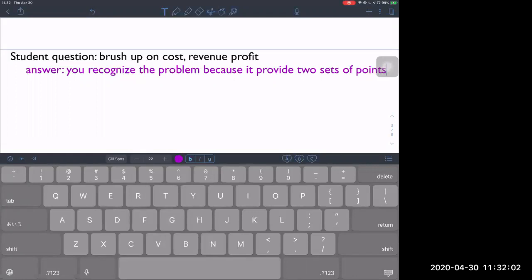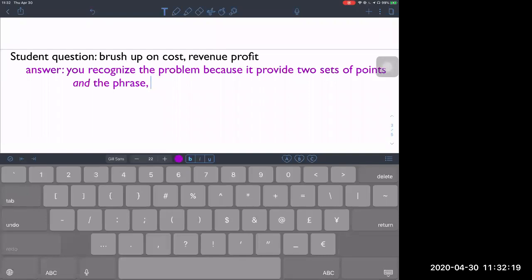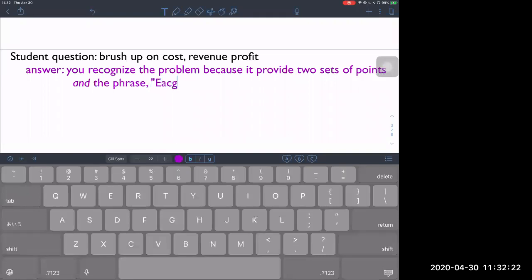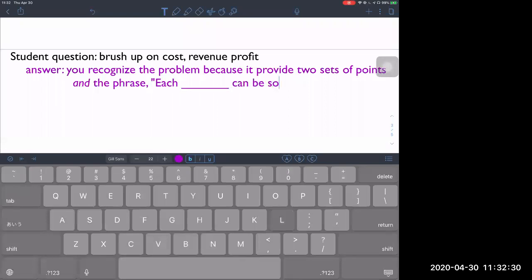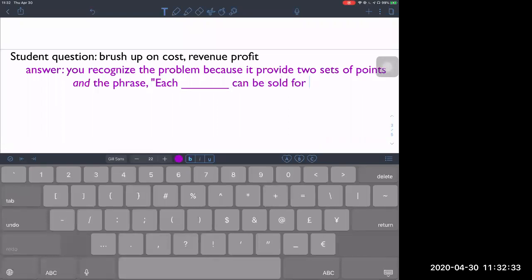The last piece about it is the phrase: each blank can be sold for blank. It's normally some dollar amount here. And that's how you know.